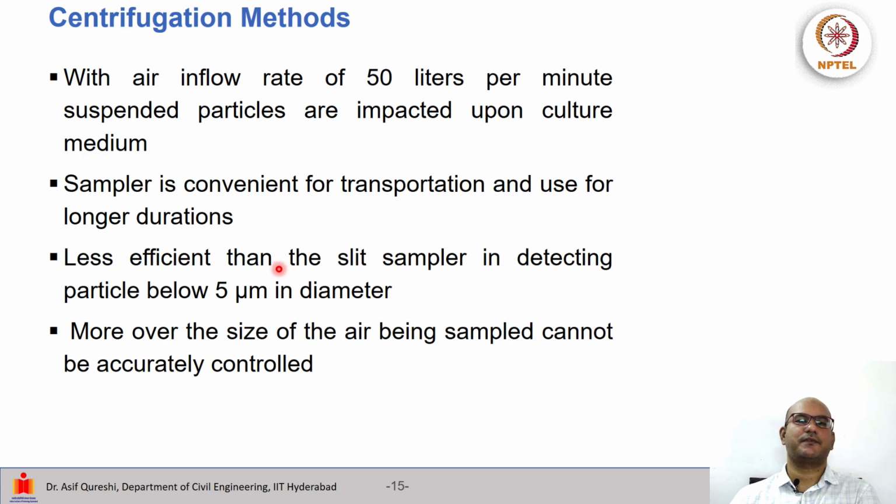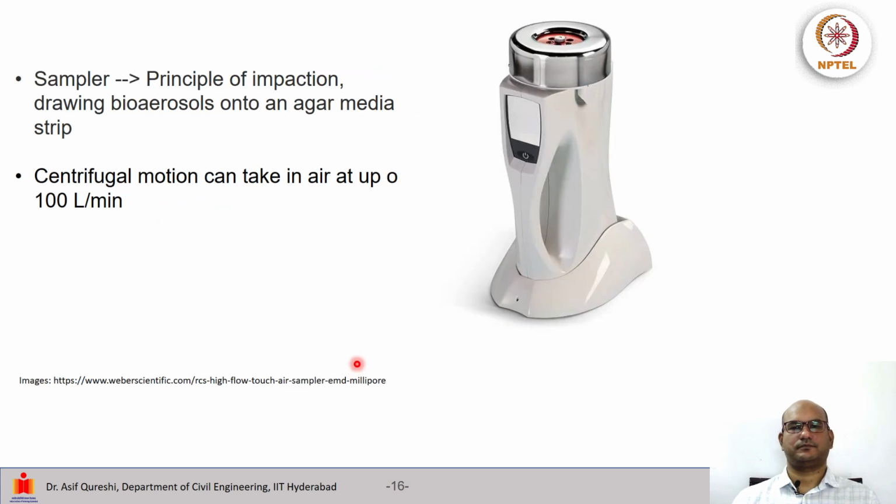It is sometimes said that this is less efficient than methods such as slit samplers in detecting particles below 5 micrometer in diameter. Moreover, the size of particles that are coming in the air being sampled cannot be accurately controlled. This is a sketch of how a sampler could look. The principle is basically impaction, drawing the bioaerosols onto an agar media strip. The centrifugal motion in this case can take air up to about 100 liters per minute.